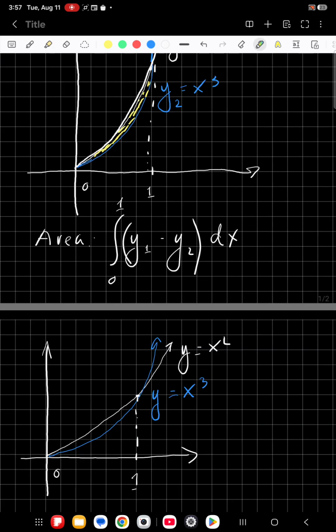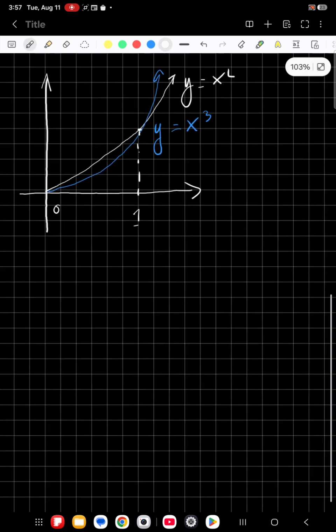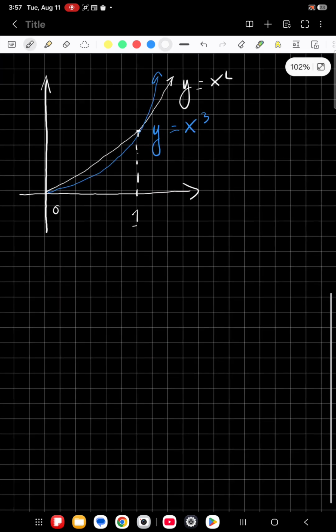Okay, so we have the bigger area minus the smaller area, which will give us the difference, the area between those curves. Let's put the expressions for those functions in. So I'll have an equal sign, and then from 0 to 1, y1 minus y2: x squared minus x cubed dx.